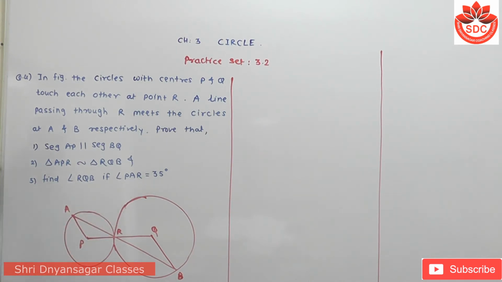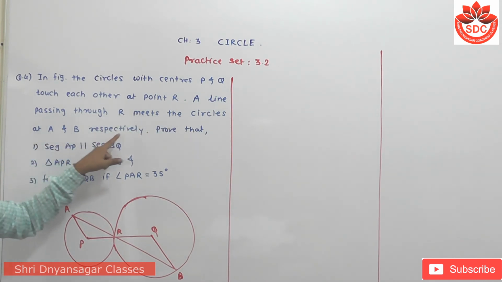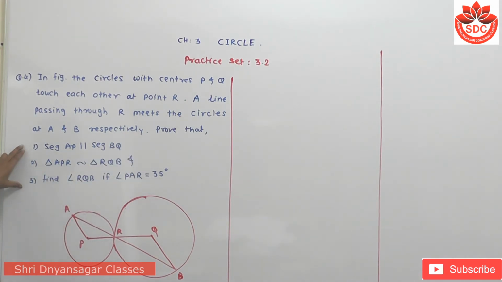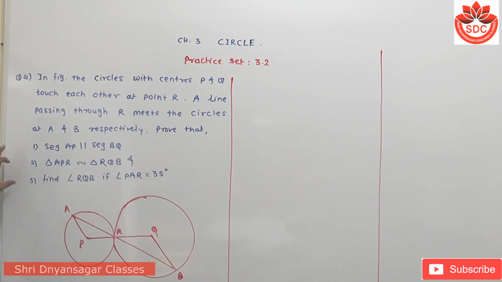Now student, here you write at home: the given is that the circles with centers P and Q touch each other at point R. A line passing through R meets the circles at points A and B respectively. Up to this is the given. Then this is what is to be proved: segment AP is parallel to segment BQ, triangle APR is similar to triangle RQB, and find angle RQB if angle PAR is equal to 35. This is to prove. Then I will take only its proof.